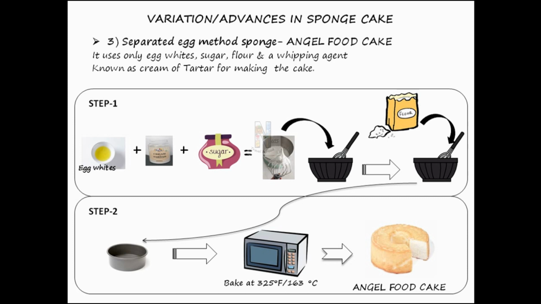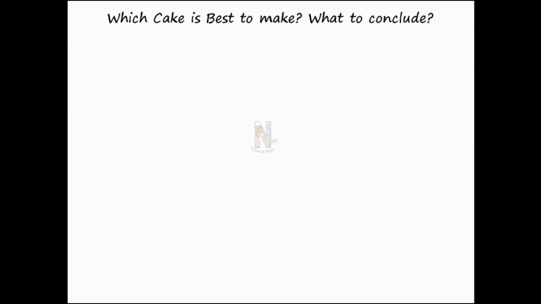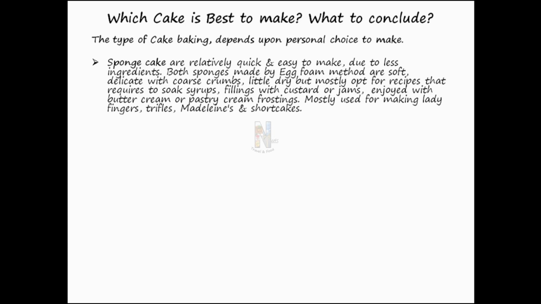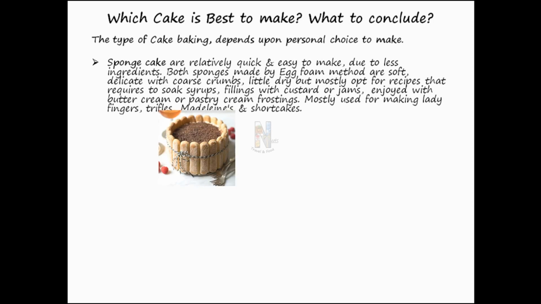So the next question that arises in our mind is, which cake is best to make? What to conclude? The type of cake baking depends upon personal choice. Sponge cakes are relatively quick and easy to make due to fewer ingredients. Both sponges made by the egg foam method are soft, delicate with coarse crumbs, little dry in texture, but mostly offer recipes that require soaking in syrups, fillings with custard or jams, enjoyed with buttercream or pastry cream frostings. Mostly used for making trifles, madeleines, shortcakes, and for the lady finger cake that you see in tiramisu.